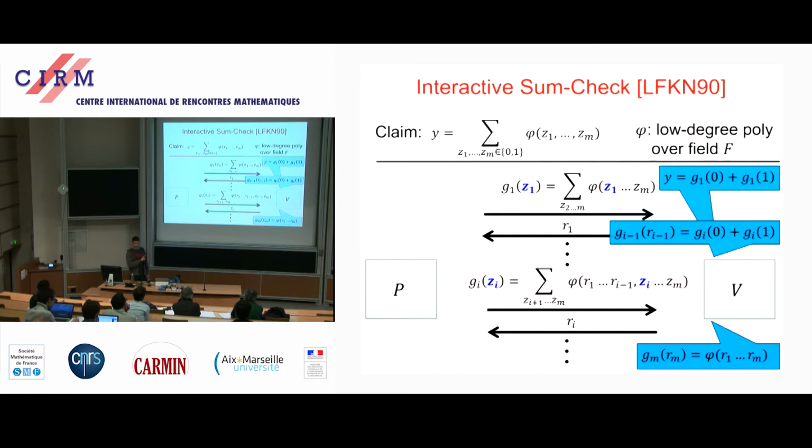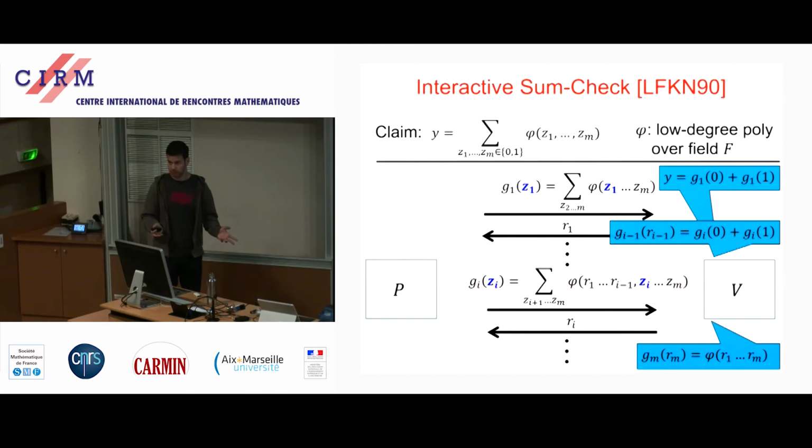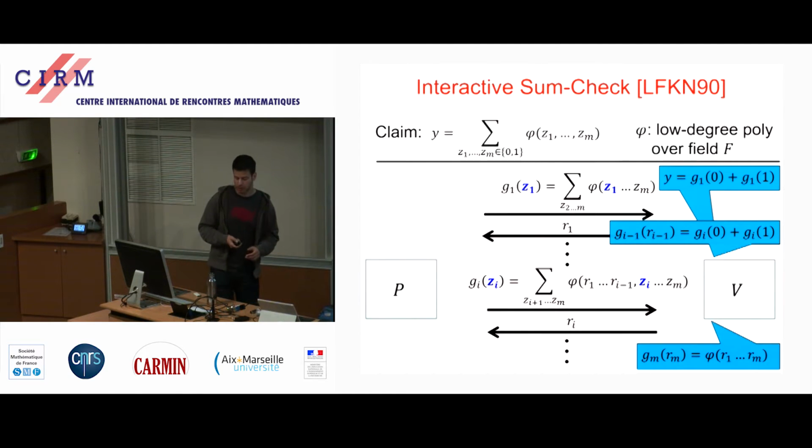So the protocol makes sense? One thing you should be convinced of is that this is complete. If the prover follows the protocol and sends the correct polynomials, all of these checks should be consistent and the verifier should accept. There's nothing clever happening with completeness. The only question is, what about soundness? Is this in fact a sound protocol?